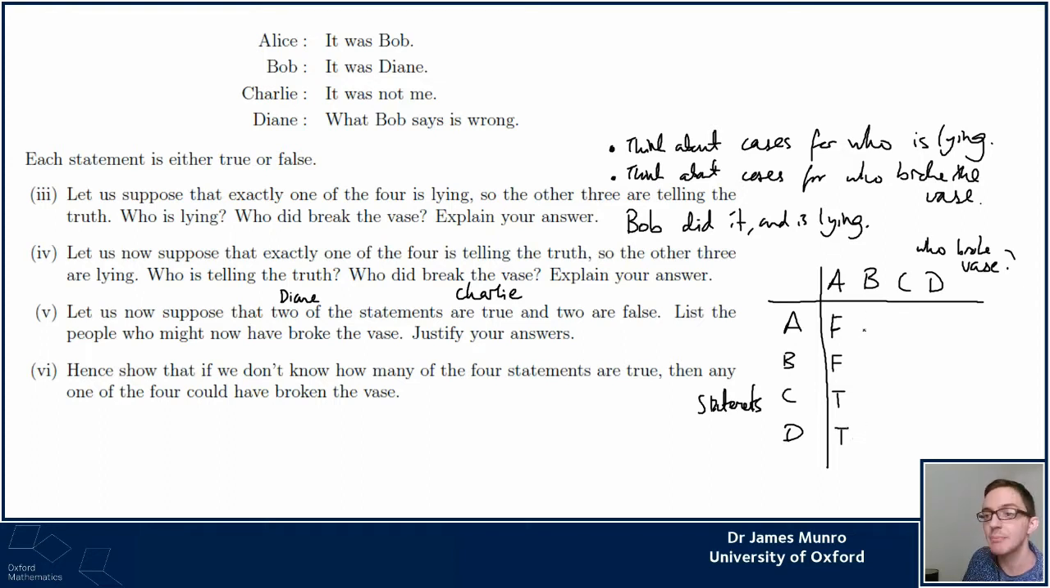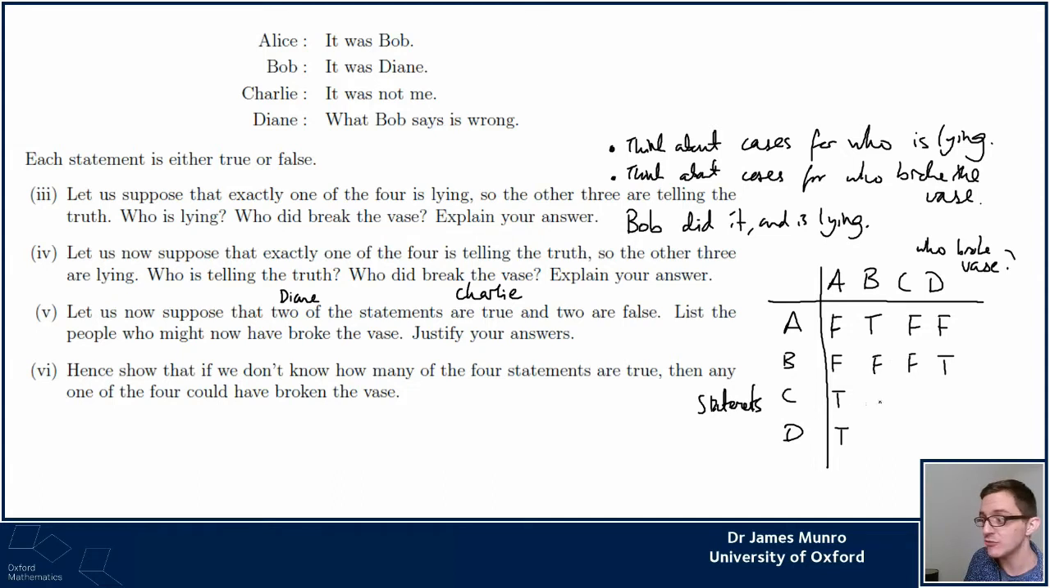Diane disagrees with Bob. If Bob broke the vase, then our table would say, well, Alice is telling the truth in this case. Actually, only this case. Only if Bob broke the vase is Alice's statement true. Bob's statement, well, hang on, Bob's statement's only true if Diane broke the vase.